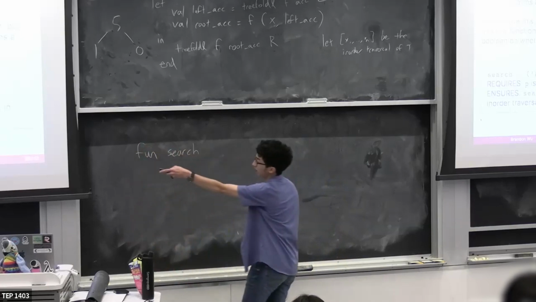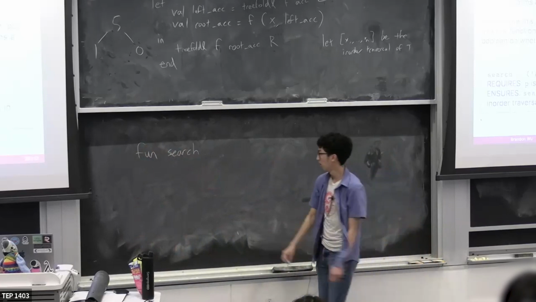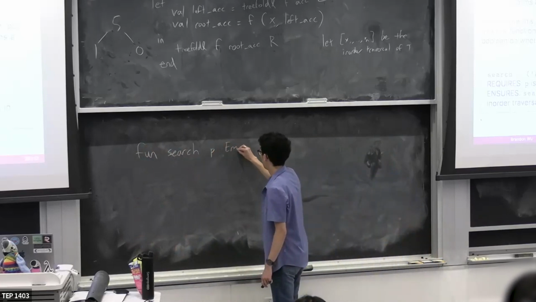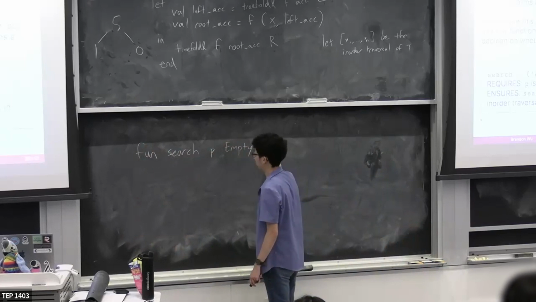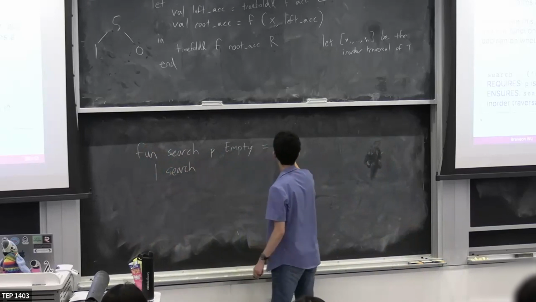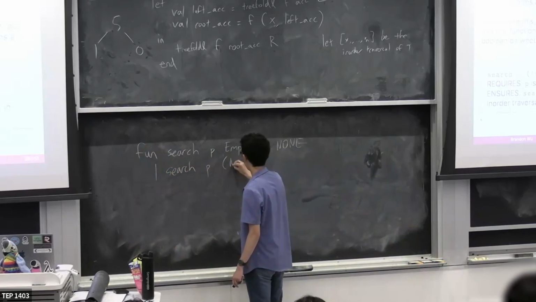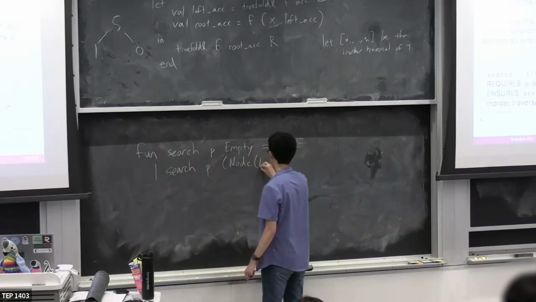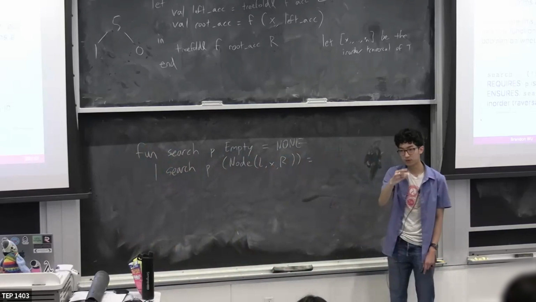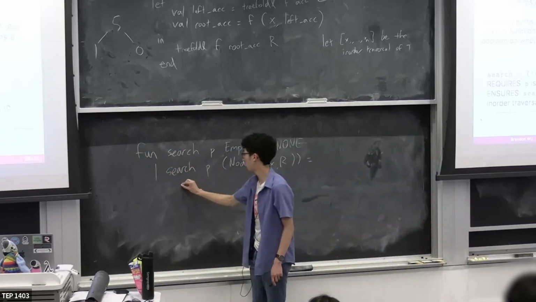What we're going to do is return an alpha option. Why? Because it might not be in the tree. All right, search P empty. If I'm searching for something in the empty tree, what do I get? I get none. There's nothing in the tree. Otherwise, I'm going to be in the node case, L X R. What do I do? Well, remember, in order: left, root, right. I'm going to search in the left subtree first. So I'm going to call search P L.